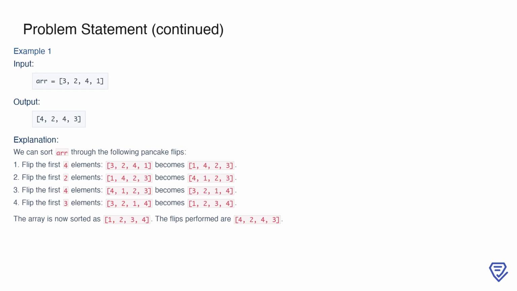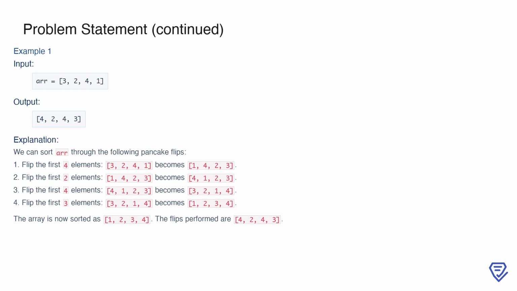Suppose the input array is ARR equals 3, 2, 4, 1. To sort this array, we can perform the following pancake flips. First, we flip the first 4 elements, which transforms the array from 3, 2, 4, 1 to 1, 4, 2, 3. Then, we flip the first 2 elements, changing it to 4, 1, 2, 3. Next, we flip the first 4 elements again, resulting in 3, 2, 1, 4. Finally, we flip the first 3 elements, producing the sorted array 1, 2, 3, 4. The sequence of flips performed is 4, 2, 4, 3.